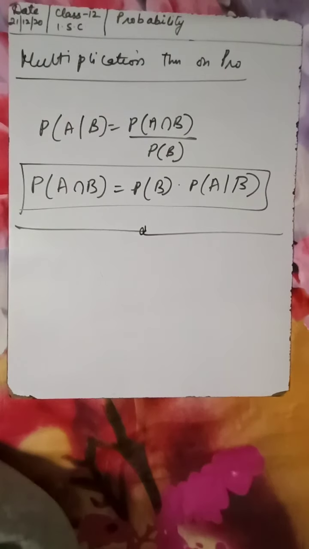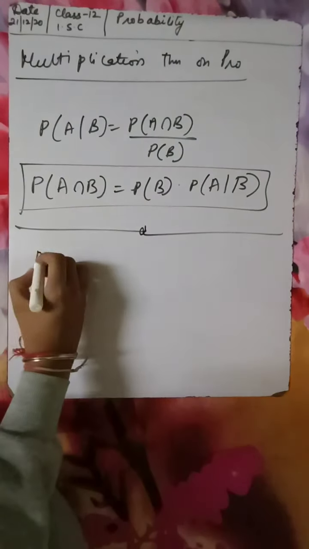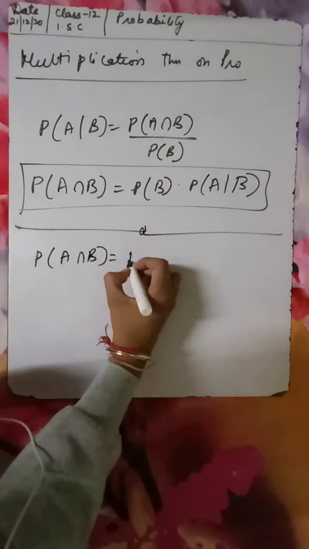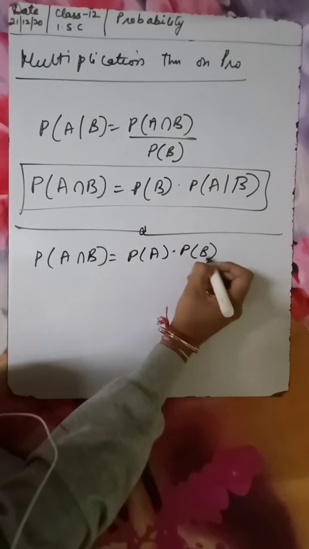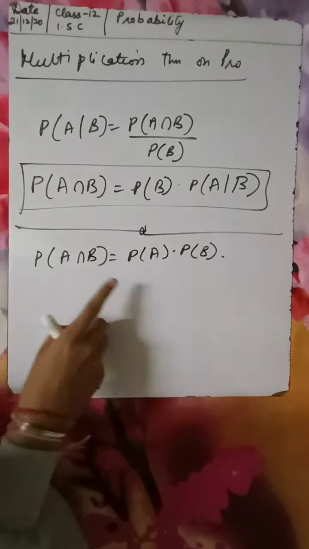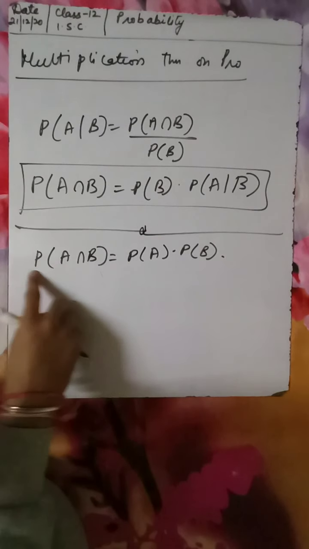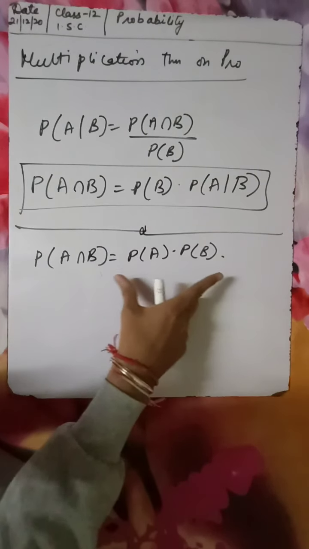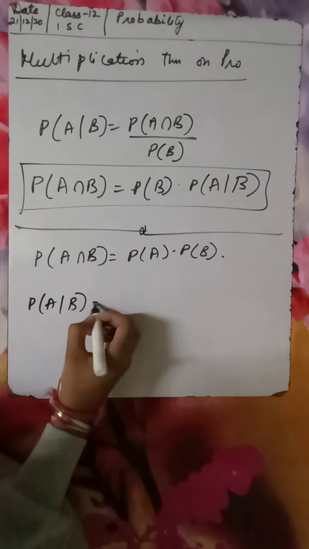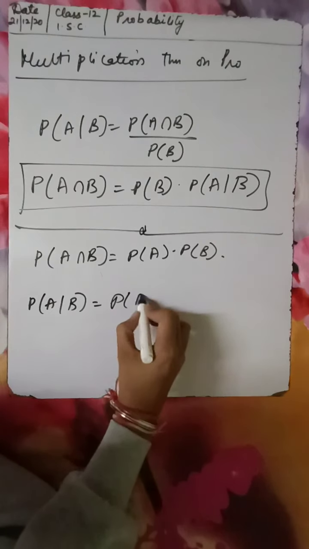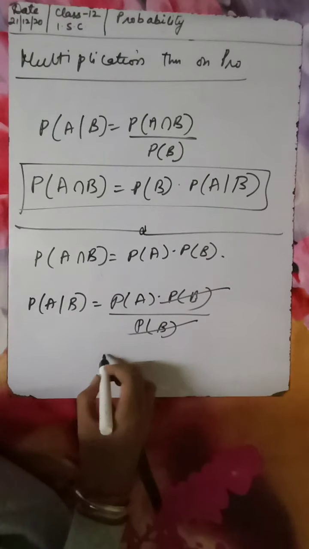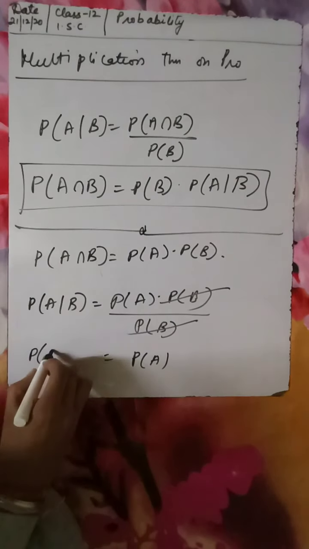Now how can we understand this? In the 11th class we have seen that if two events are independent, then the probability of A intersection B will be probability of A into probability of B. If you have independent cases, then this is true. Now if I put this value in this formula, we can form a new result. In place of A intersection B, we can write probability of A into probability of B upon probability of B. Probability of B we can cancel, and we are left with probability of A.